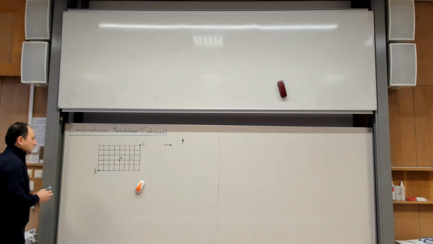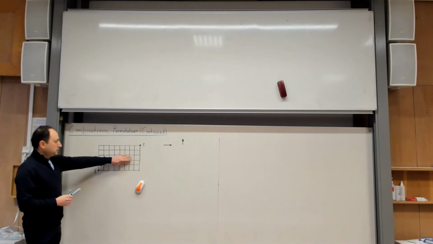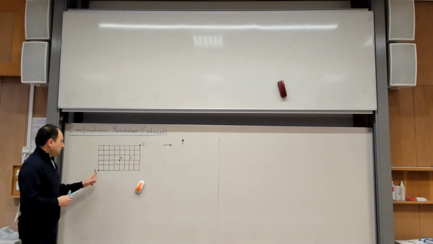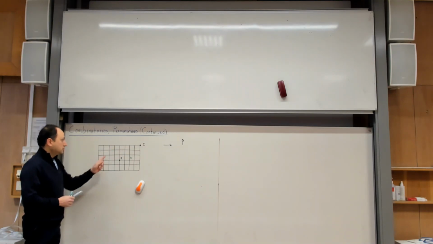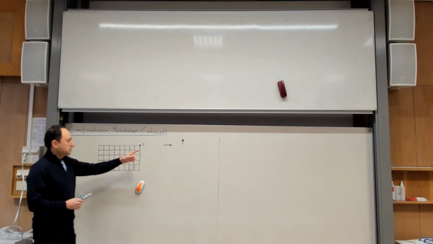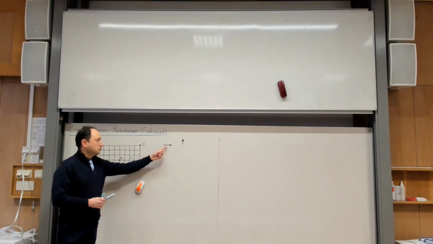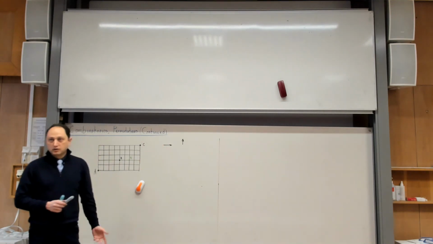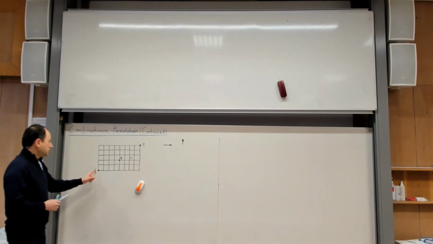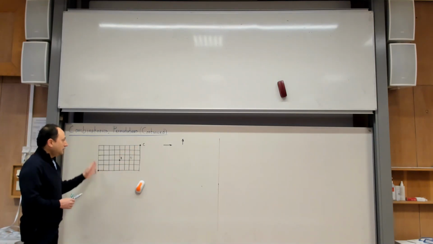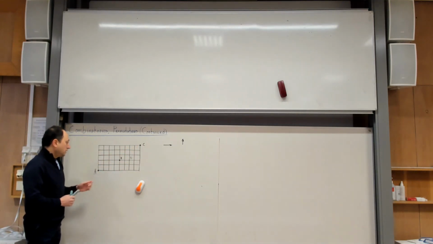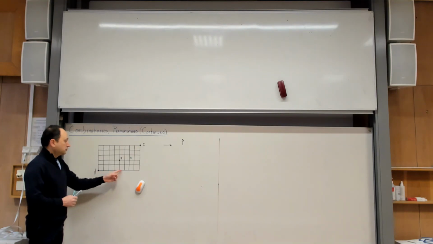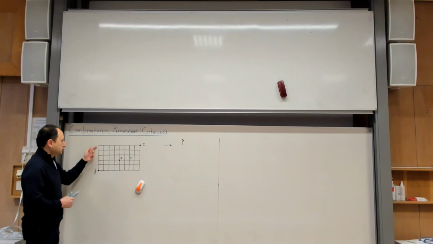Forget about B and D for the time being. I just want to go from A to C. In how many ways can I go from A to C, provided that I'm allowed to use either this move in each step or that move? We learned that in order to go from A to C, I have to go 1, 2, 3, 4, 5, 6, 7, 8 to the right, and then 1, 2, 3, 4, 5 up.